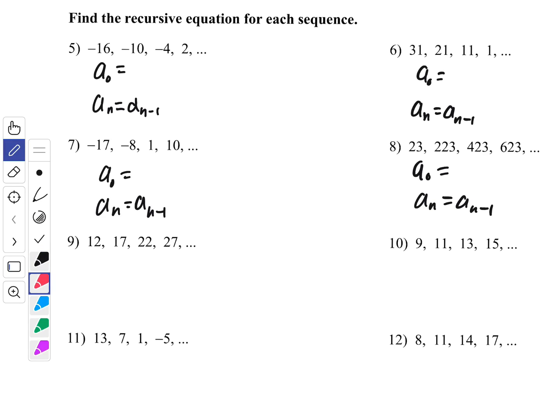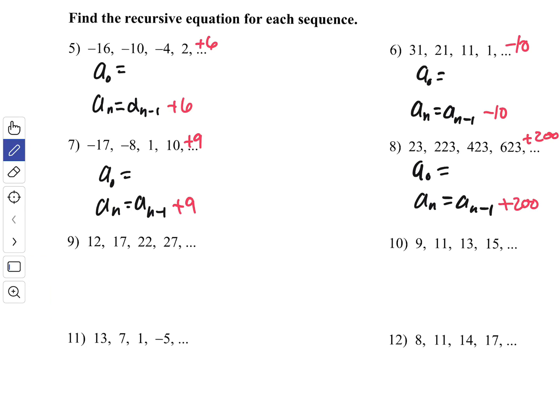And then go back and say, okay, now what's the growth? So -16 to -10 to -4 to 2, we are adding 6. -17 to -8 to 1 to 10, we're adding 9. 31 to 21 to 11 to 1, subtracting 10. 23 to 223 to 423, we are adding 200. Okay, so hopefully you see that growth and where that goes.